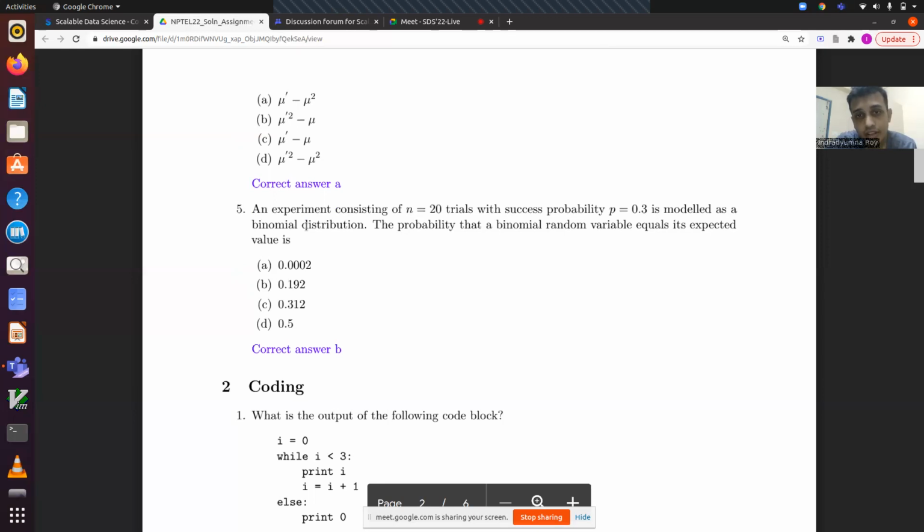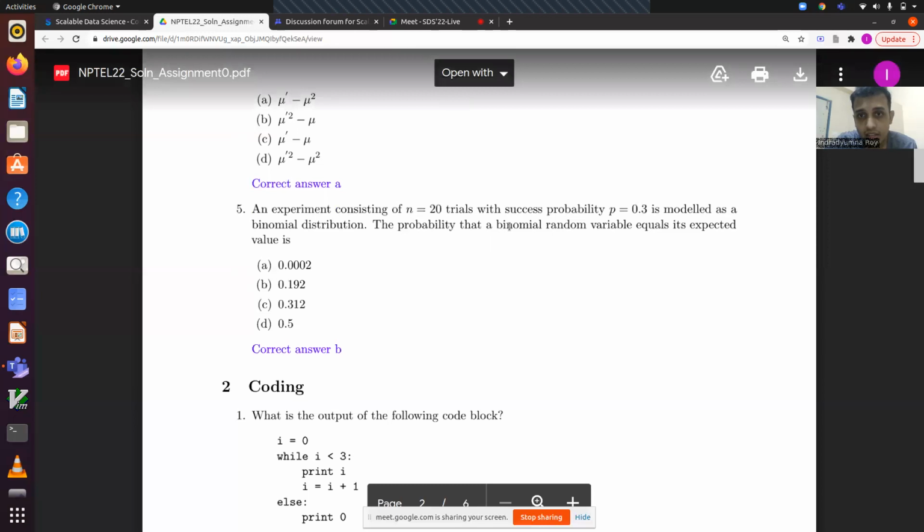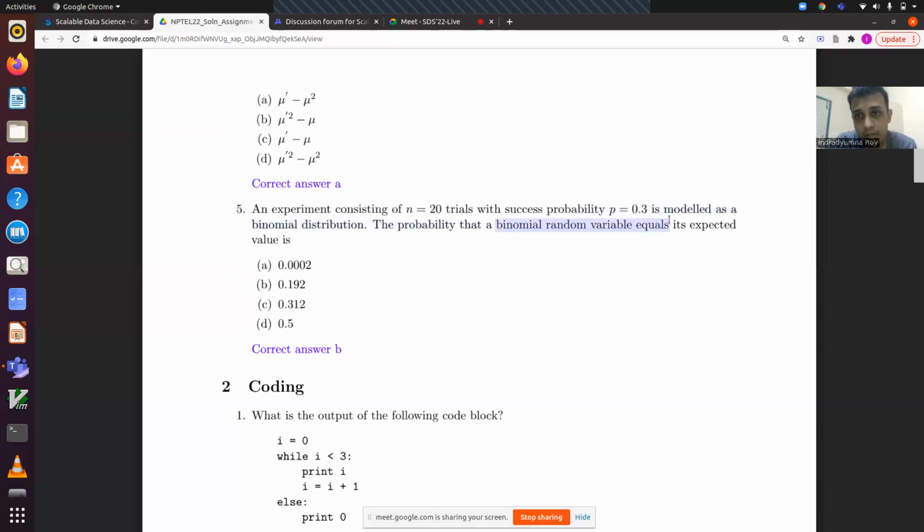Perfect. So here n is given as 20, right? Yes, sir. And p is given as 0.3. Now you have to find the probability for a specific value of k, right? That the random variable equals its expected value. So what is the value of k? The k is the expected value.